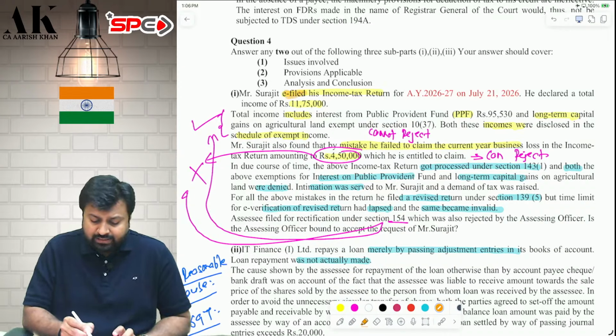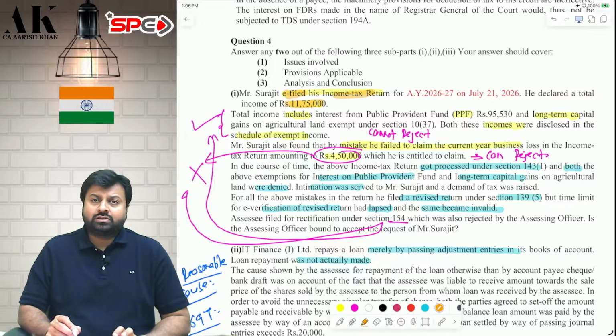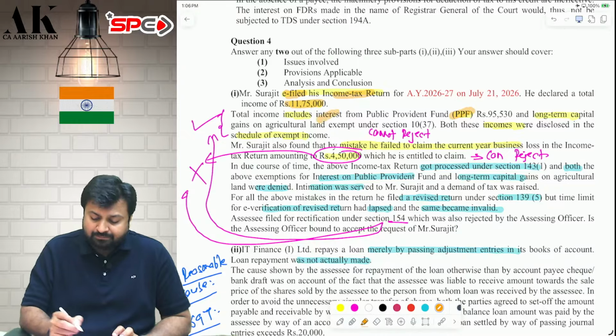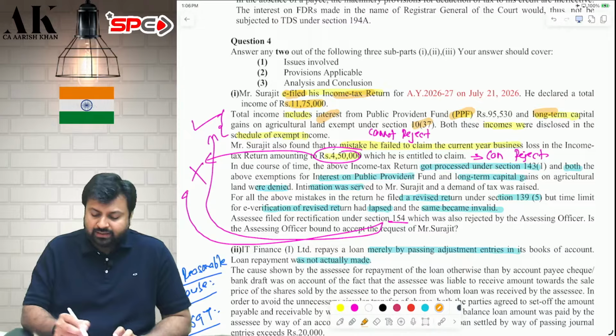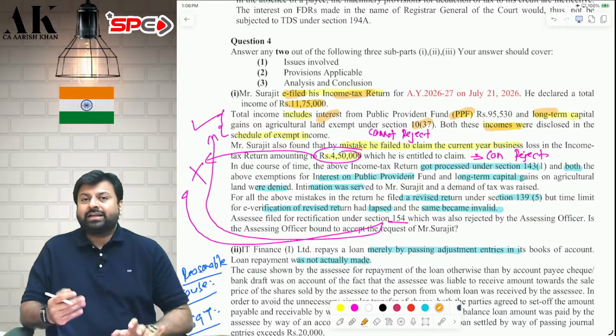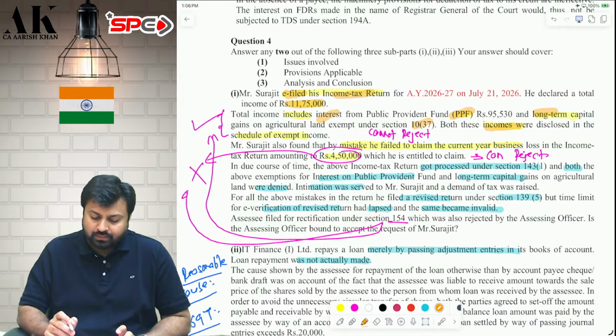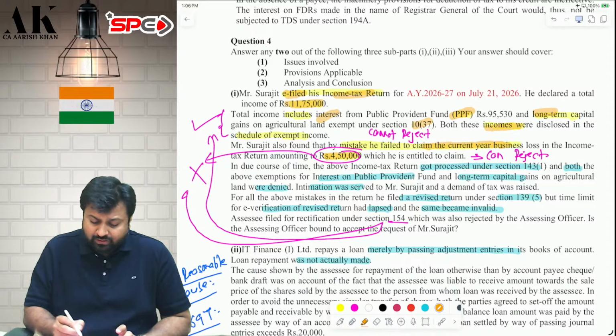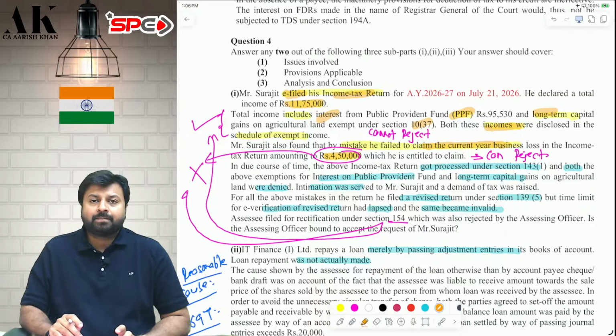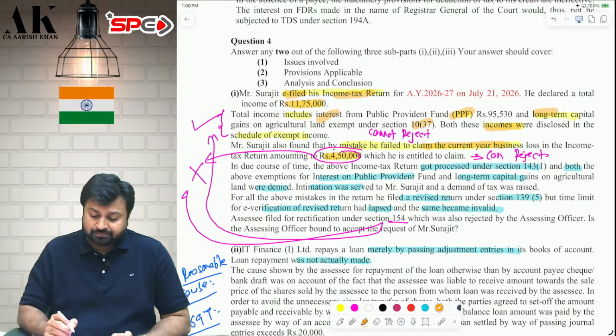There is an assessee who has filed e-return with an income of 11,75,000. In the return, he has shown two incomes as exempt: one, PPF interest exempt, and one, long-term capital gain exempt under 10(37). He has shown both of these in the income tax return as exempt income. But he failed to claim the business loss of the current year, 4,50,000.